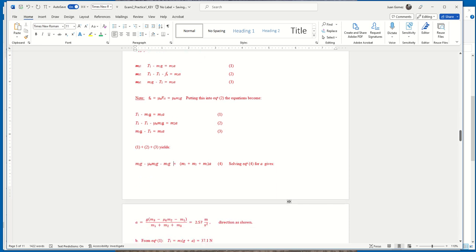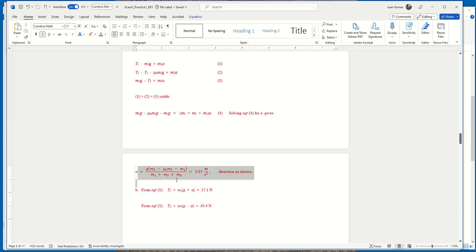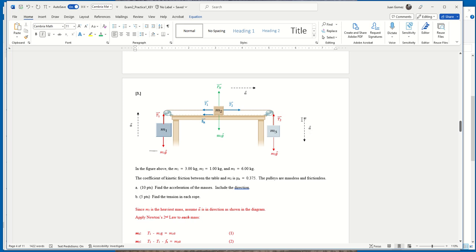Then I want to solve for A. Just divide both sides by the term in parentheses. So A is simply equal to right here. Basic algebra. Just in equation 4, divide both sides by the term in parentheses. You know the masses, you know G, and you know mu K. So plug in the numbers, and you get positive 2.57 meters per second squared. Because the acceleration came out positive, we know that our choice of direction, here, here, and here, was correct.